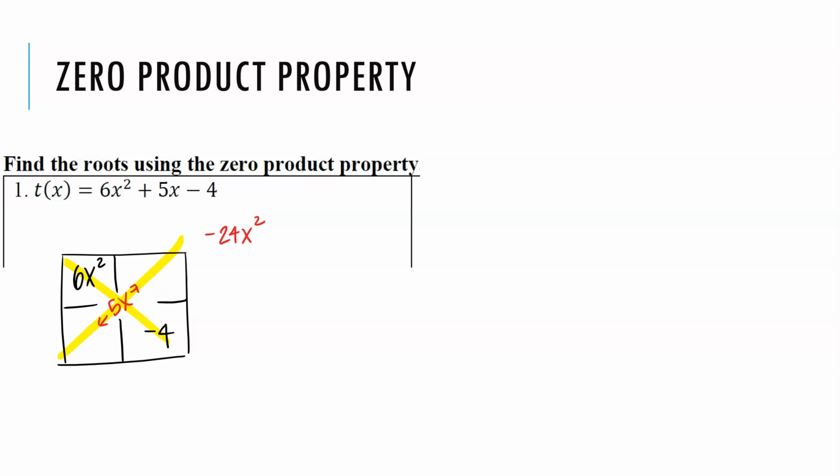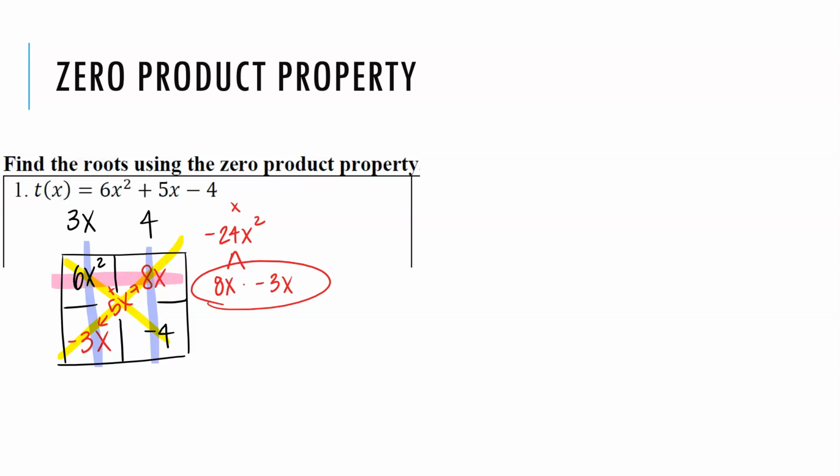Finding factors of negative 24x squared that multiply to this value and add to positive 5x. Positive 8x times negative 3x is equal to negative 24x squared, and the sum of these two also add to 5x. Placing those terms into my box. Then factoring the GCF from every row and column. From the first column, the GCF is equal to positive 3x. From the second column, my GCF is equal to positive 4.